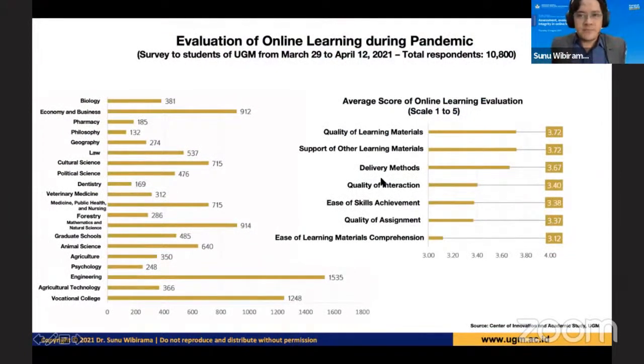Okay, so before I explain my experience, I would like to present the results of a survey. The survey was conducted by the Center of Innovation and Academic Study from UGM. As you can see here, in March and April, we conducted a survey of more than 10,000 students. And as you can see in the slide, we actually have quite a good experience in online learning activities, but for the quality of assignments, we got 3.37 out of 5. So we still need to improve how we conduct our evaluation or assessment, so that we can assess students without cheating or fraud.